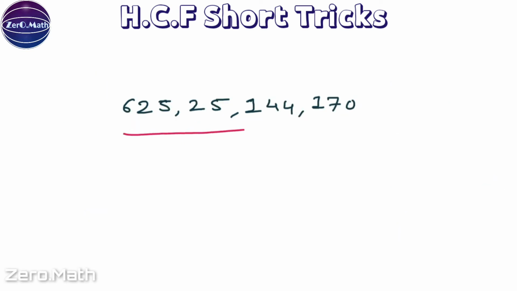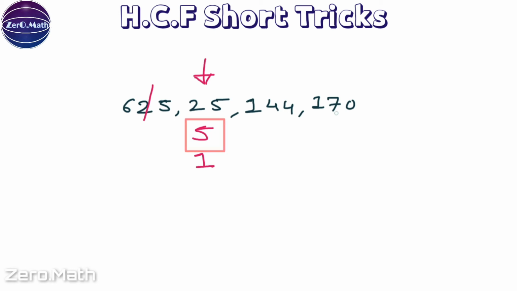Let's find out the HCF of the given numbers. The lowest number here is 25. Check whether 25 is a factor of 625. Yes. Is it a factor of 144 or 170? No. So what we'll do, we will find out the factors of 25. So factors of 25 are 5 and 1. Now check this highest factor 5, whether it is a factor of 144 and 170 both.